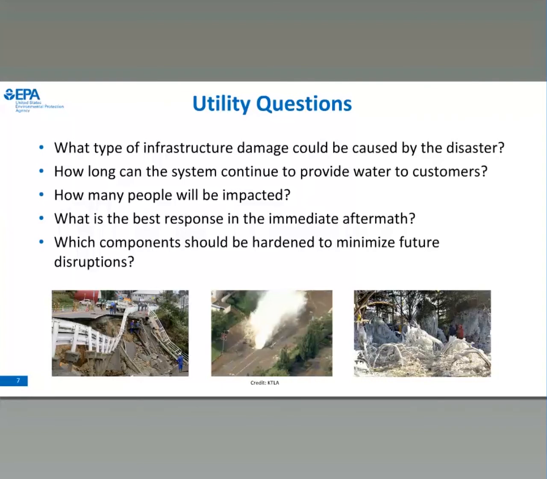And so in the lower figures or pictures, I just highlighted some of the major disasters that might occur to a drinking water utility, such as an earthquake and a landslide that might have happened, pipe breaks that occur quite frequently and cause a lot of flooding and damages, as well as winter storms.